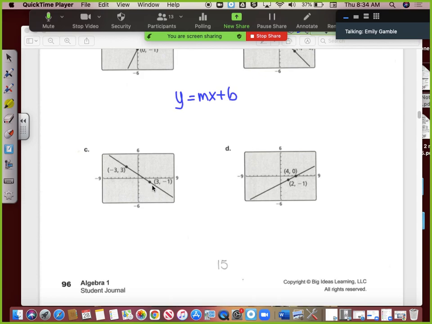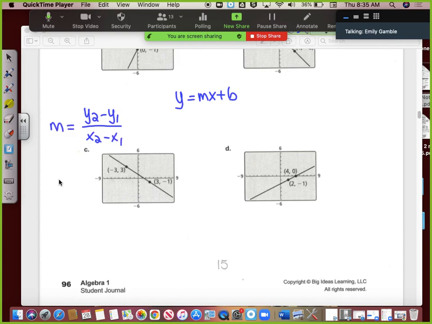So what I'm going to do now is show you how you can create an equation of a line when 2 points are given but not one of them is the y-intercept. So in order to find the slope, you're going to want to use the slope formula, which is y2 minus y1 over x2 minus x1. This is the slope formula.